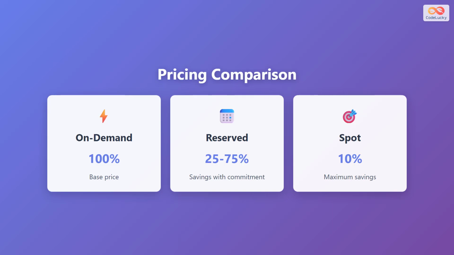Let's compare the 3 pricing models. On-demand instances represent the base price at 100% cost. Reserved instances offer savings of 25 to 75% depending on your commitment and payment option. Spot instances provide the maximum savings, costing as little as 10% of the on-demand price. The key is choosing the right model based on your workload characteristics and tolerance for interruption.